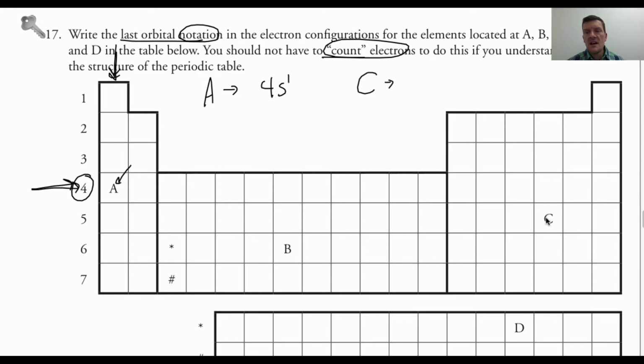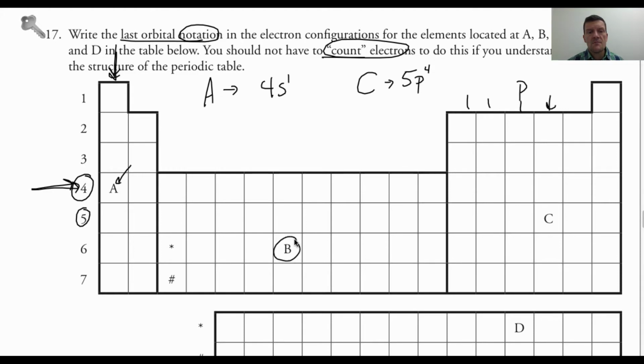I know that C is in the 5th row, and it is in the P block. In the P block, the row number is always going to be the same as the energy level. So I know this is going to be 5p, and it is in the 1, 2, 3, 4th column across in the P block. So I know that 4 electrons have been used to fill the p orbitals. So 5p4.